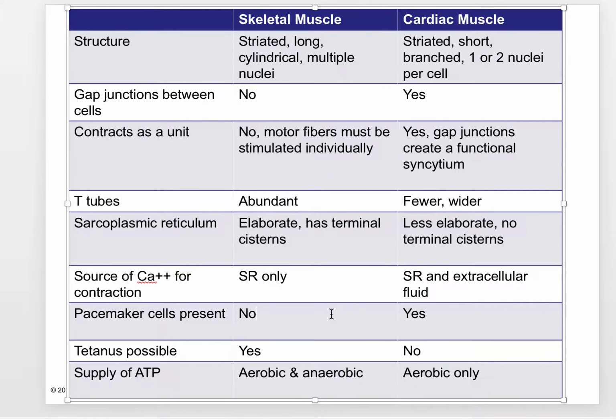Pacemaker cells are not present in the skeletal muscle, but are present in the cardiac muscle. In the next lecture, I'll go into what pacemaker cells are in more detail. Tetanus is when all the muscles contract, and that's possible in a skeletal muscle. It's not possible in the cardiac muscle. Skeletal muscles use aerobic and anaerobic means of energy, whereas the heart muscle uses aerobic only. Aerobic meaning oxygen based.